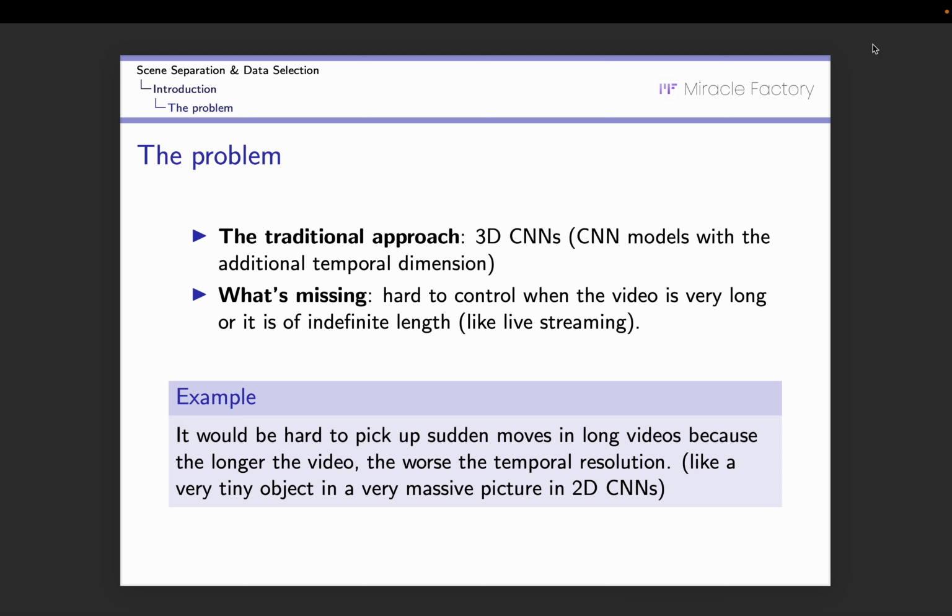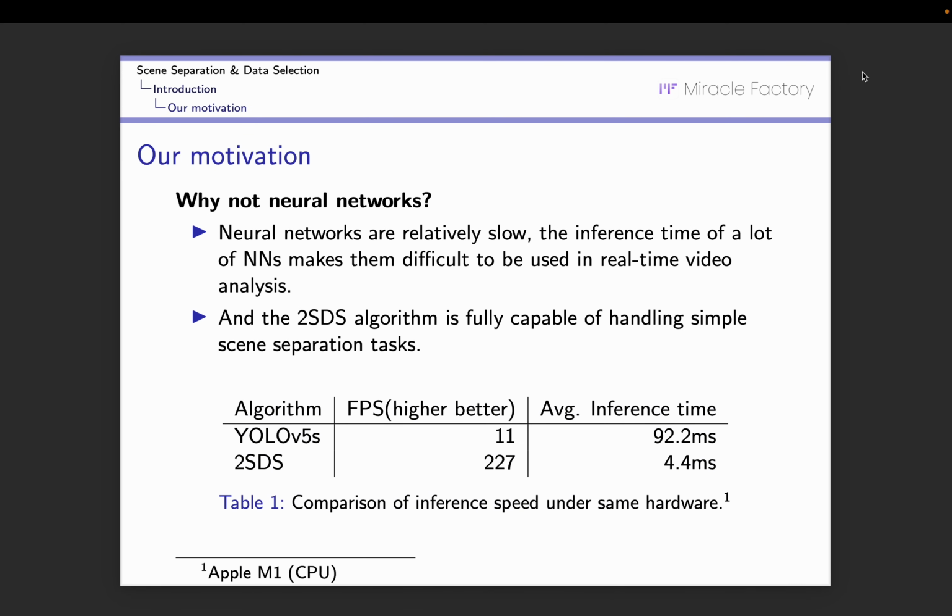So it would be very hard for 3D CNNs to pick up very sudden or quick movements in a very long video. To make a further comparison, it would be like trying to pinpoint a very small object in a very big picture using 2D CNNs. After talking about the challenges we face, let's move on to our motivation.